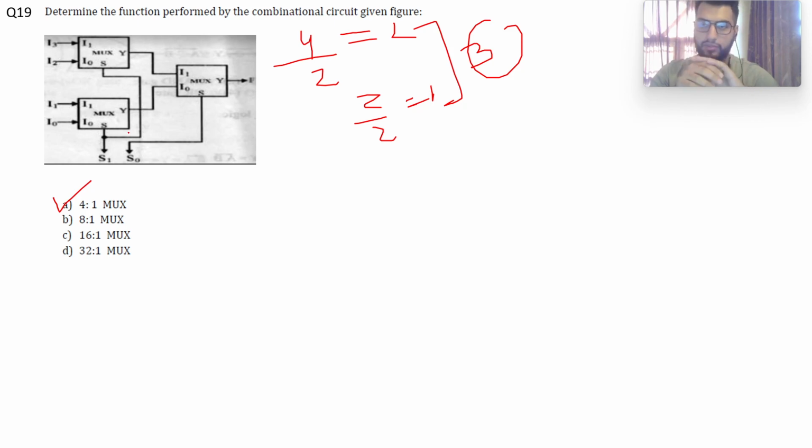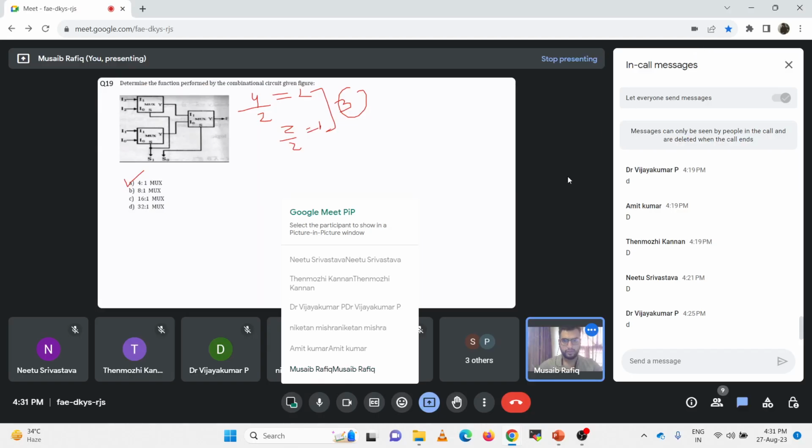Whenever you are appearing for MCQ type questions, examine your options also. Here you are given three 2:1 muxes, and the options are 4, 8, 16, 32. So 8, 16, 32 cannot be implemented by three 2:1 muxes. The only option that is left is option A, the 4:1 mux. You can also solve it by writing the individual expressions, but here you don't need to do that. So that is option A.